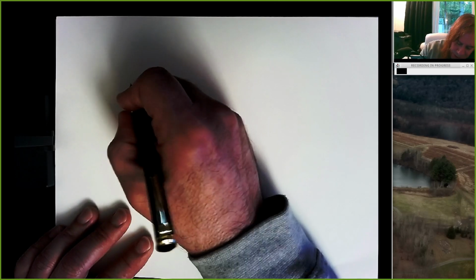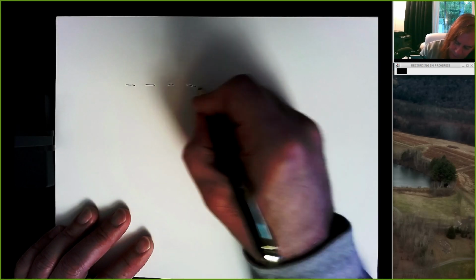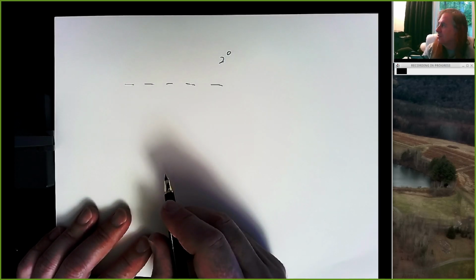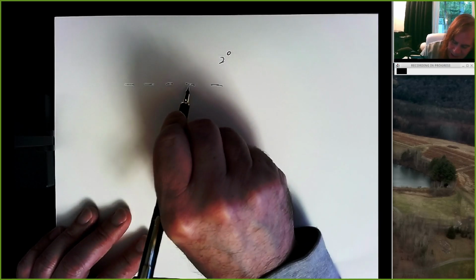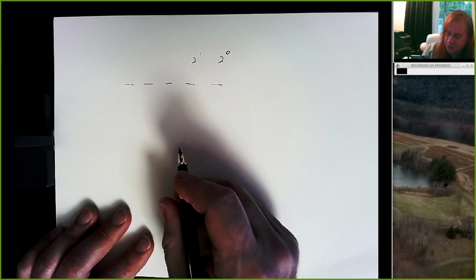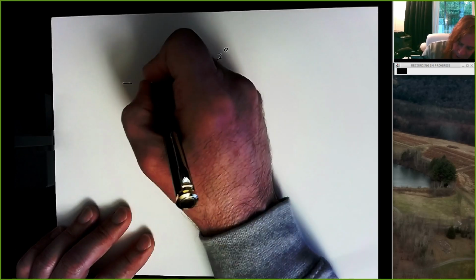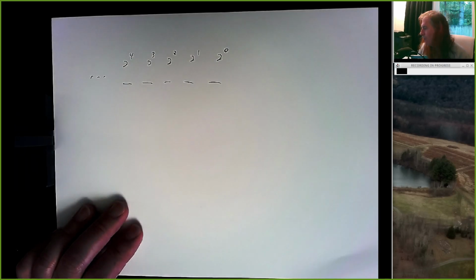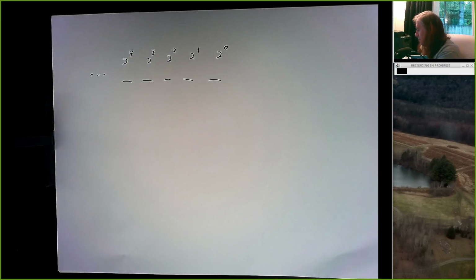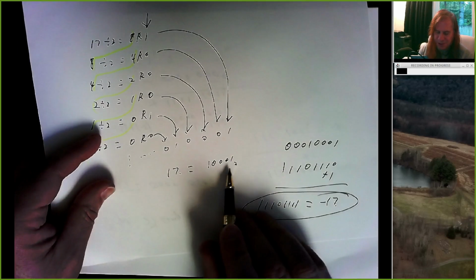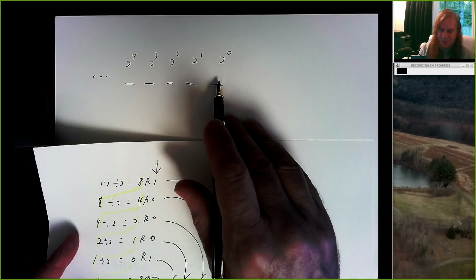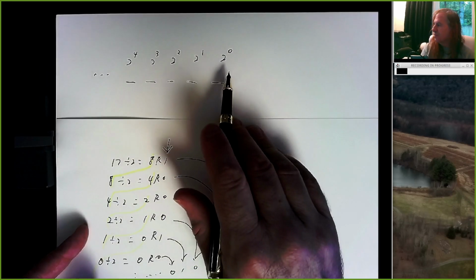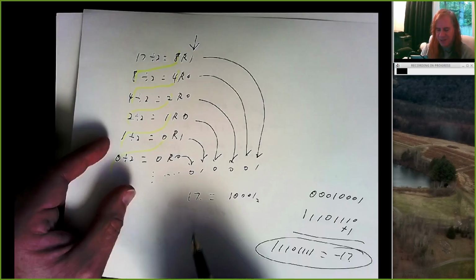So when we write a number in binary, this is a multiplier for 2 to the 0, or the 1's place. The second digit is a multiplier for 2 to the 1, or the 2's place. This is 2 squared, or 4, 2 cubed for 8, 2 to the 4th for 16, and so on. So when I write 10001, I'm really saying it's 1 times 2 to the 0, plus 1 times 2 to the 4th. 2 to the 0 is 1, that's 1 plus 16, that's why that's a 17.